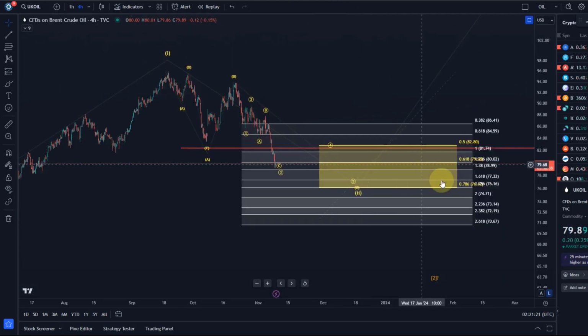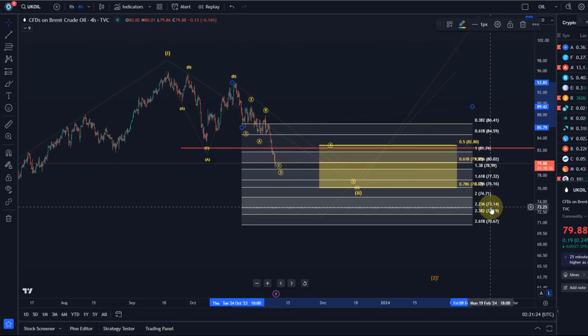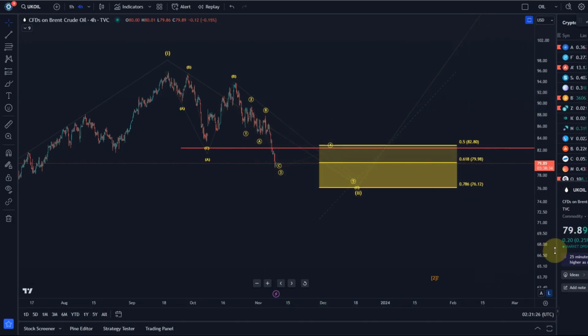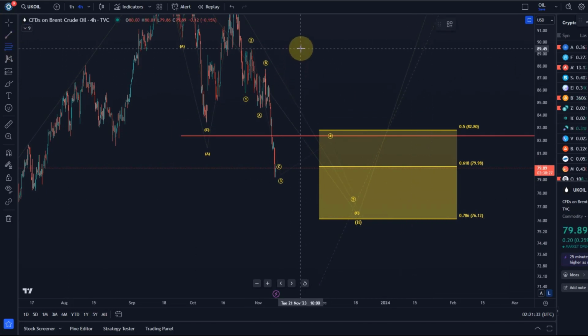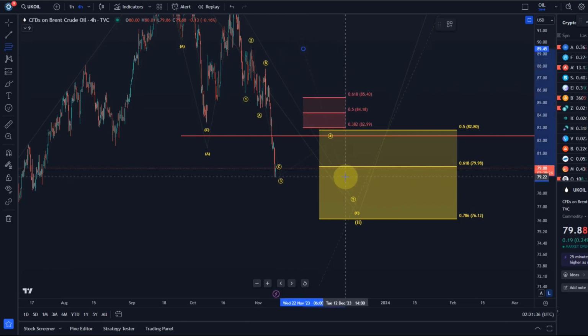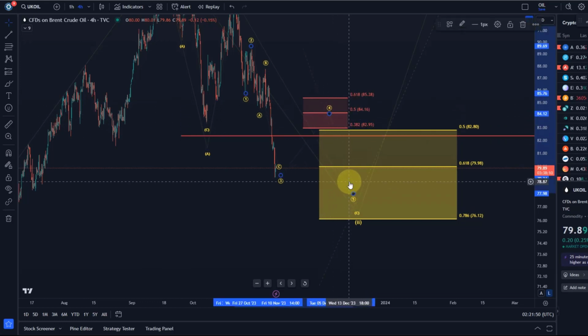All I want to do here, because same micro count, is just also add the resistance area for the wave 4. Support here is at $76.12. But if we now add the resistance area for the wave 4, it's the same commentary that applies to WTI. And resistance here is between $83 and $85.40. So expect a corrective bounce here as well in wave 4, followed ideally by another low. We'll see. Above $85.40, of course, something more bullish might be at play.